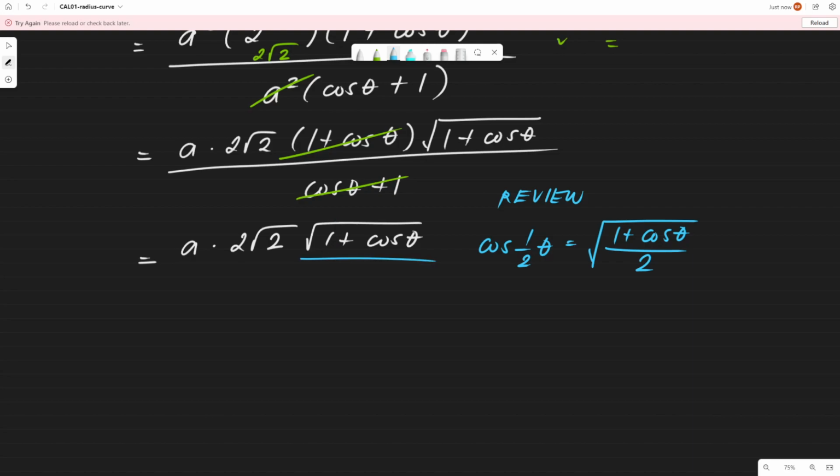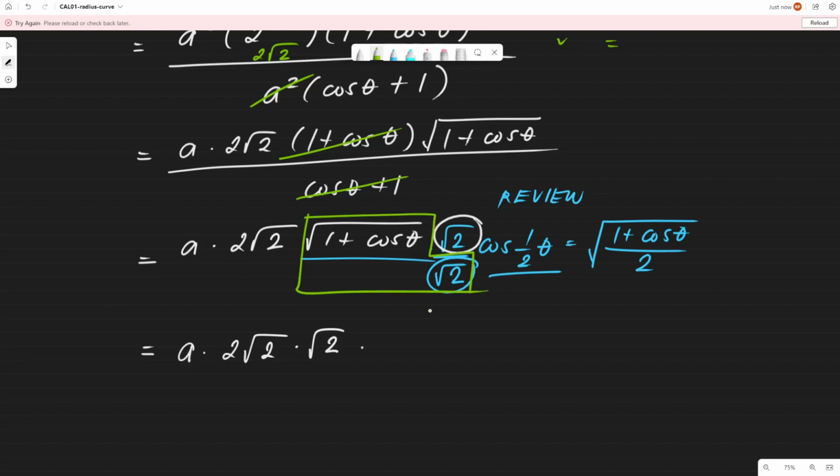So, since we already have 1 plus cosine theta squared, cosine theta here, so pwede akong mag-multiply na lang ng square root of 2 over square root of 2. Ano yung gagamitin ko dyan? Yung denominator na square root of 2. Isasama ko sa square root ng 1 plus cosine theta para ma-simplify ko siya as cosine 1 half theta. So, applying that one, so we'll have a times 2 square root of 2 times square root of 2. Saan ang galing to square root of 2 na to? Dito sa numerator nung minultiply natin na equivalent to 1. Diba? Then we have times itong buong to. Diba? Yan nga yung ating cosine 1 half theta. So we have cosine 1 half theta.